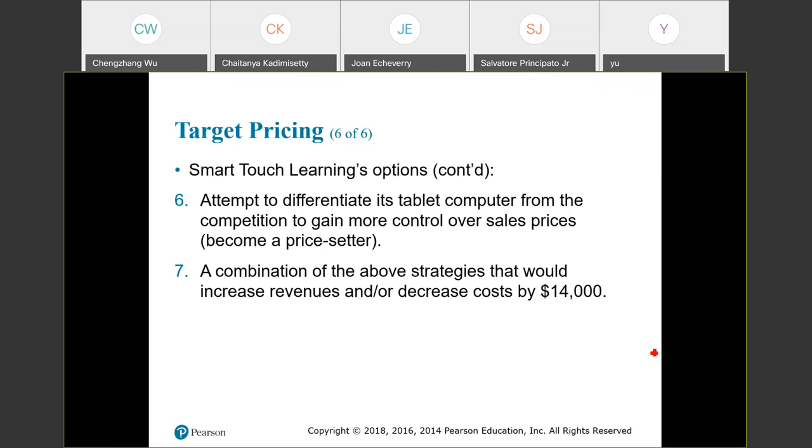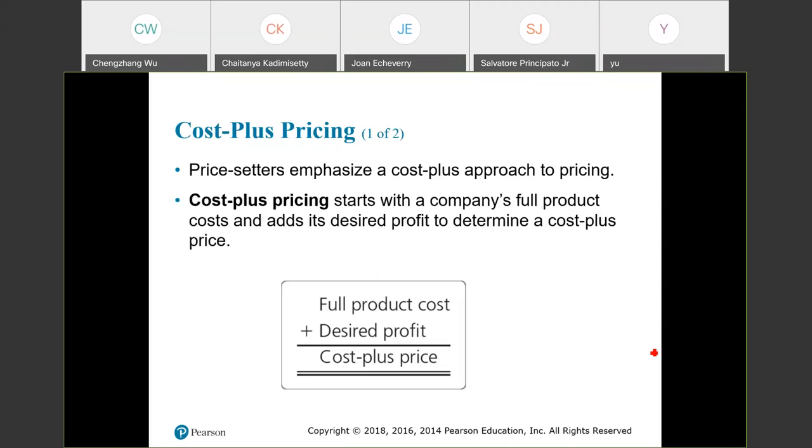Okay, the last option that the management can take is a combination of the above strategies. It is not actually a strategy. It is just a combination of the six strategies mentioned above. Using them together would also increase revenue or decrease the cost by at least 14,000 in order to meet your targeted ROI, which is 10%. Okay, this is target pricing.